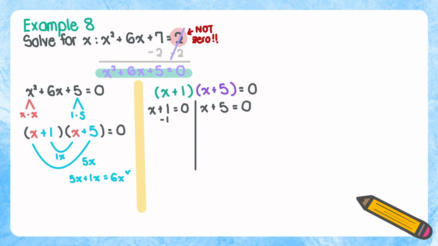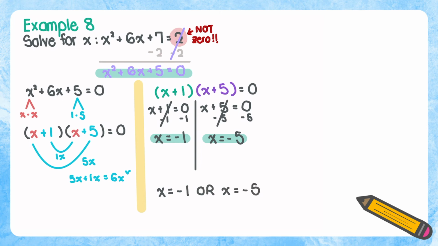So for x plus 1 equals 0, I subtract 1 from both sides, and I get that x equals -1. For the one on the right, I'm going to subtract 5 from both sides, and I'm left with x equals -5. So these are my two solutions. x can either equal -1 or -5. And to check your work, you can always plug in x in the original equation and see if the equation works out.